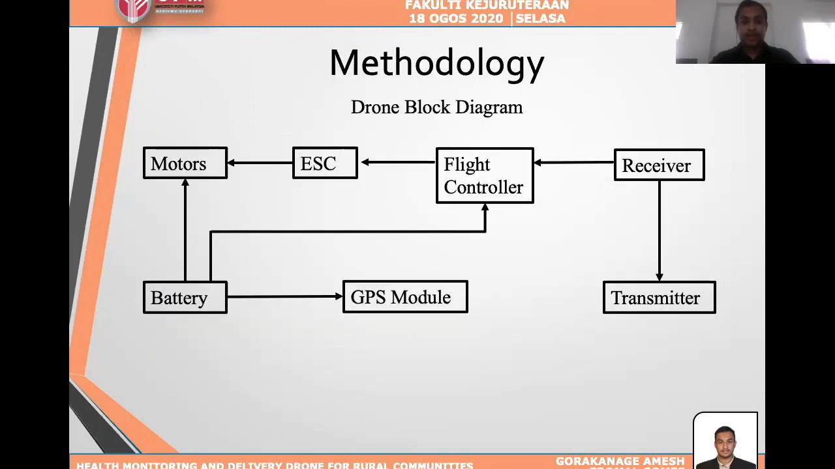So, a bit on the literature review. Every drone needs a flight controller and an ESC, which is a speed controller for the motors, and of course a receiver and transmitter. The battery powers it all.